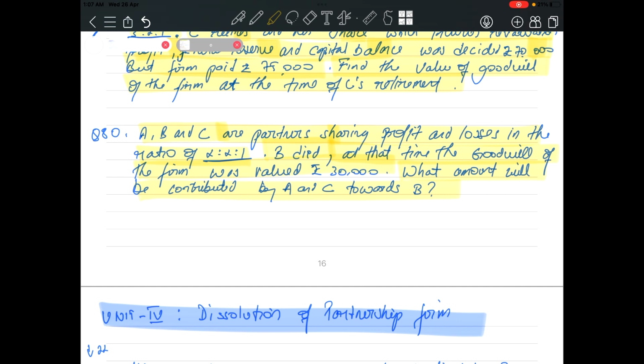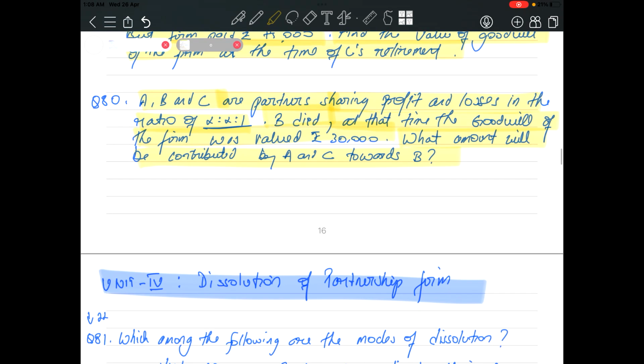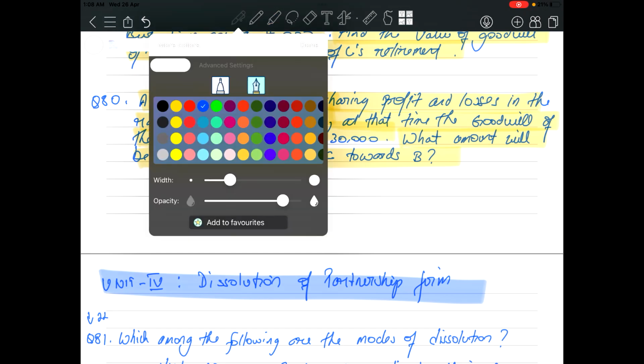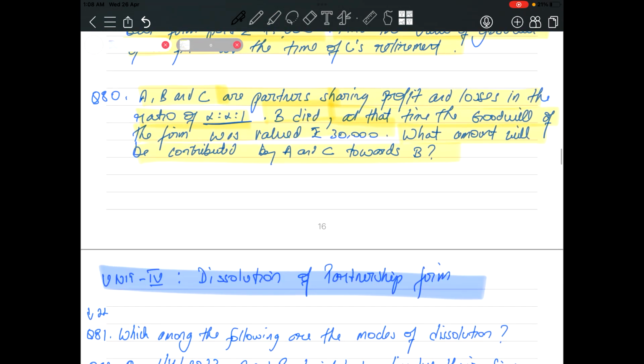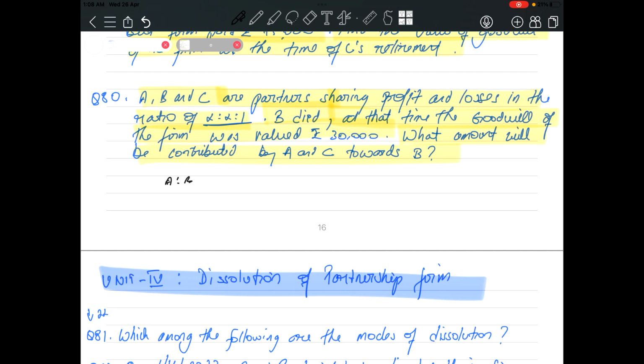Now who is dying? B died. And you know that whenever a partner retires or dies, his share of goodwill will be given by the gaining partners. Here nothing is mentioned about any other ratio, so we will use the old ratio for the distribution of goodwill. Now see how we will solve this question. It's simple. What is the old ratio between A, B and C? 2:2:1. B died.